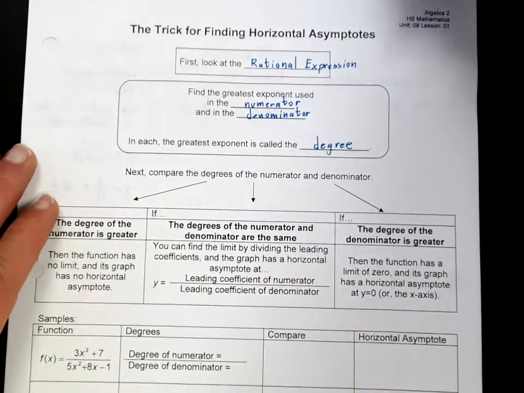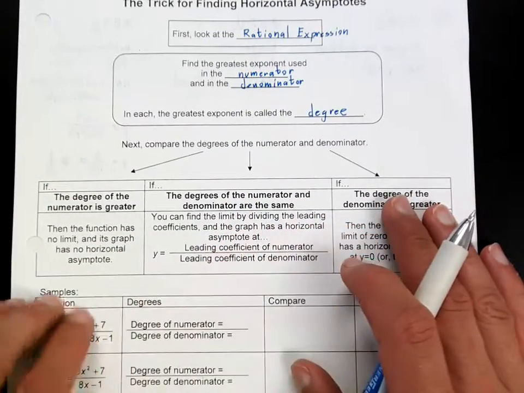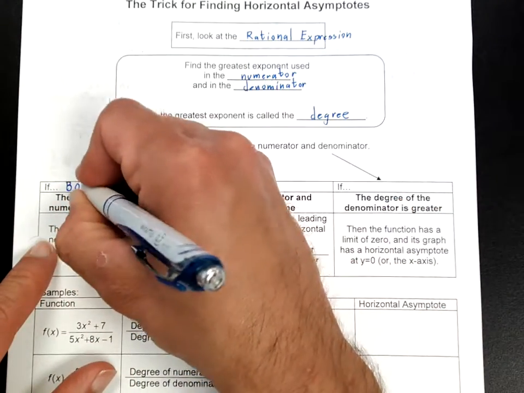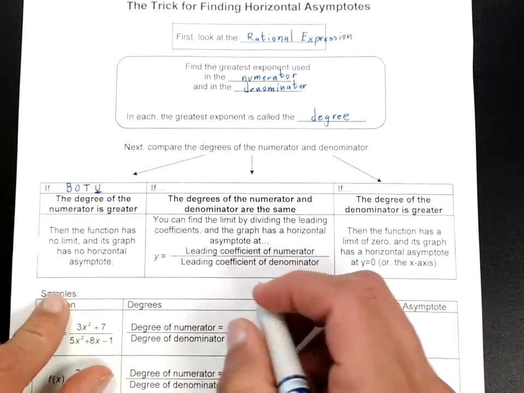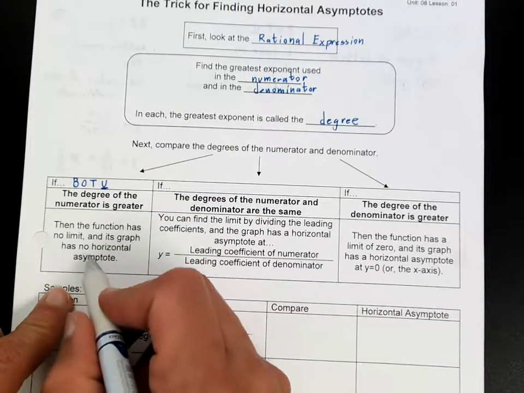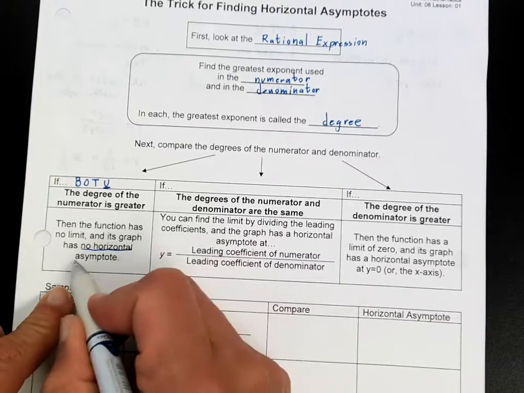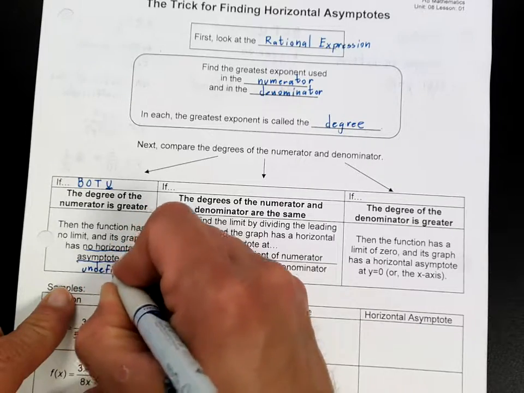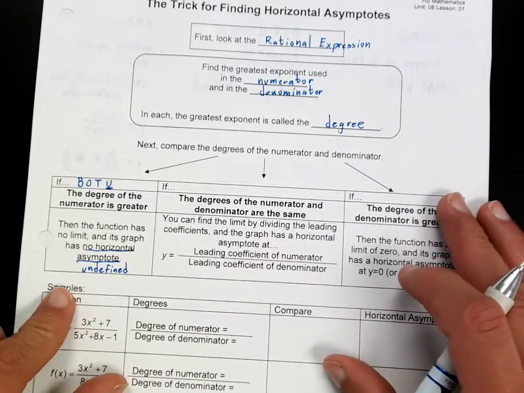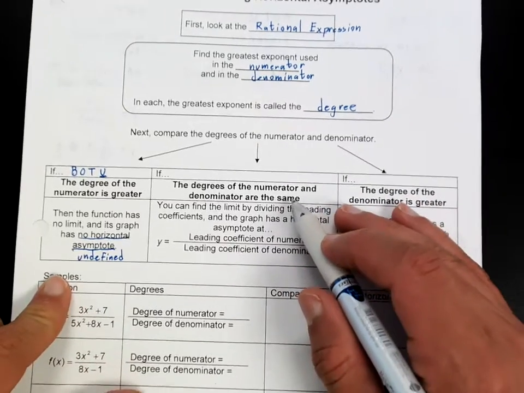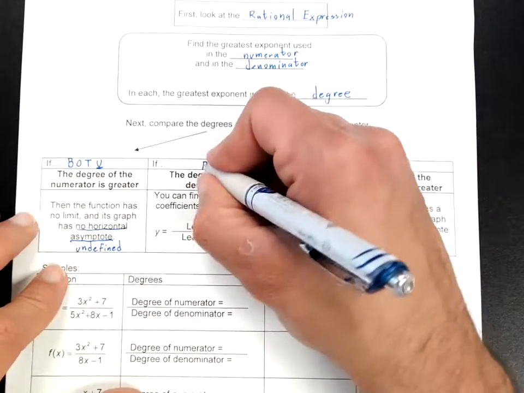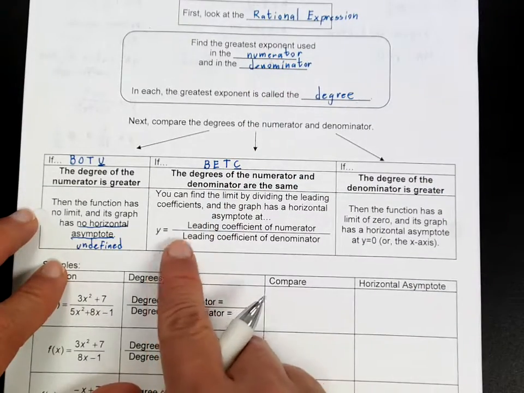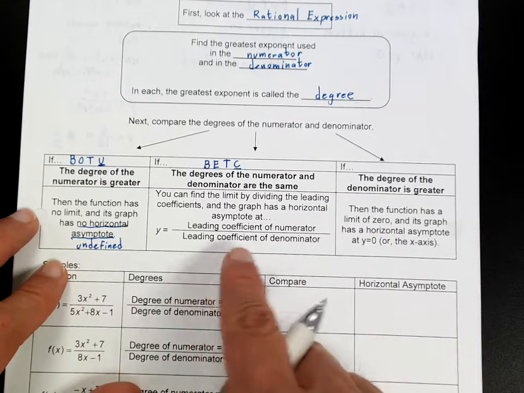So let's go back to this again. So this one I'm going to write what I wrote on the front. If the degree of the numerator is greater, so that's Bo2, bigger on top. Notice that it says that it has no horizontal asymptote, or undefined is the same thing. All right. If the degree of the numerator and the denominator are the same, so this is the one that I call Betsy, B-E-T-C. Notice that I even wrote it here. They wrote y is equal to the leading coefficient of the numerator over the leading coefficient of the denominator.